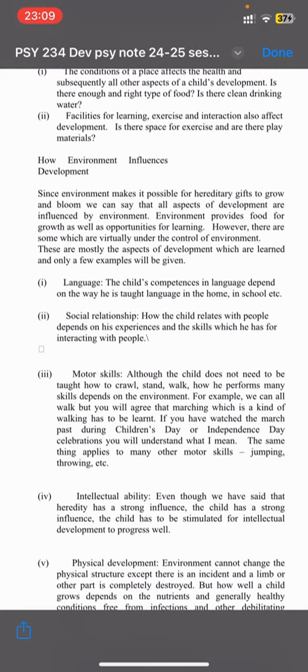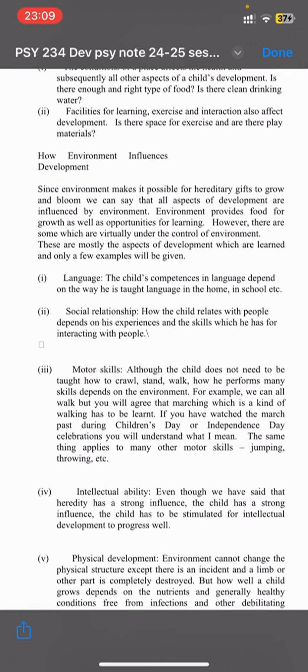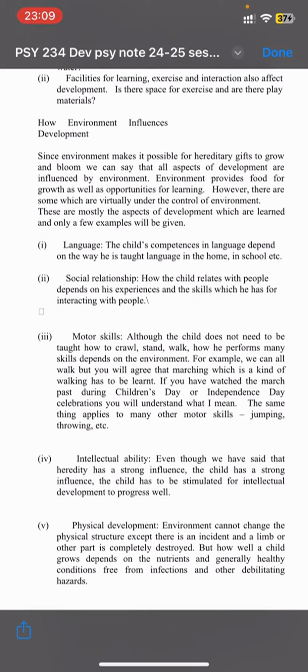So the first one is language. Where you are born is the language you speak. Do you get? The language you speak depends on where you are born. Your trait or your gene cannot determine the language you speak. Social relationships. If you show love to the child, the baby too will show love. It depends on what the social relationships around it teach or show it.